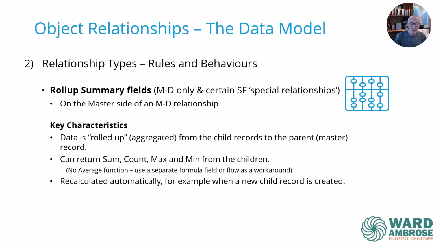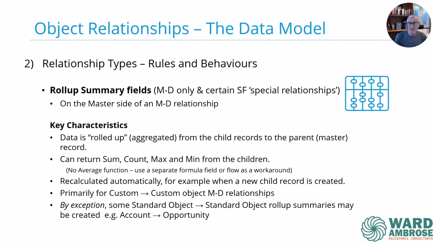So they're primarily going to be seen on custom-to-custom object relationships that are obviously master detail. By exception, some standard object to standard object roll-up summaries may be created. A classic example is the account and the opportunity object.